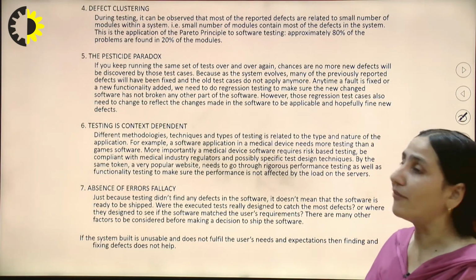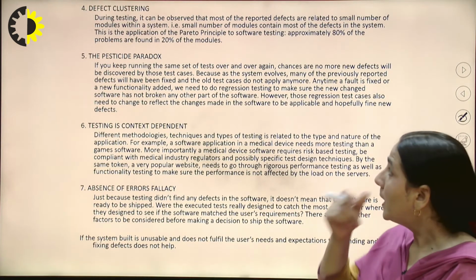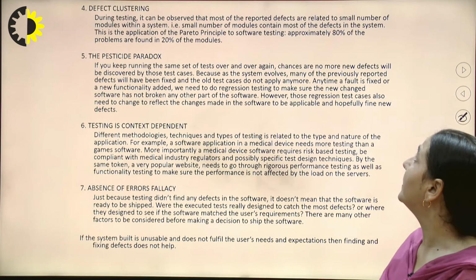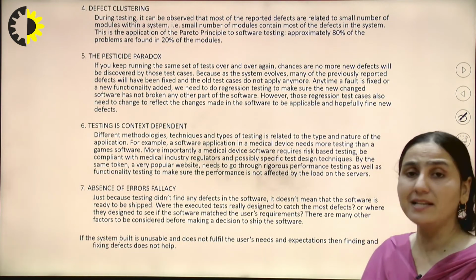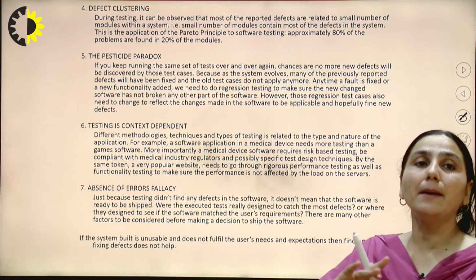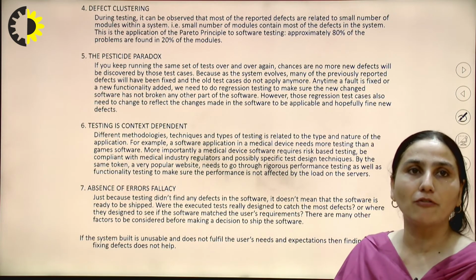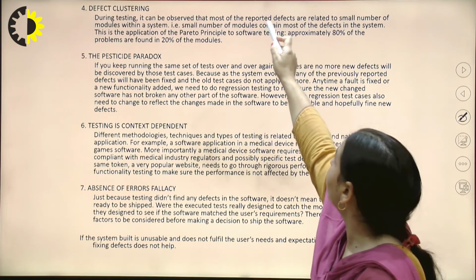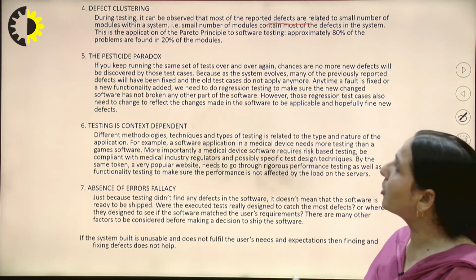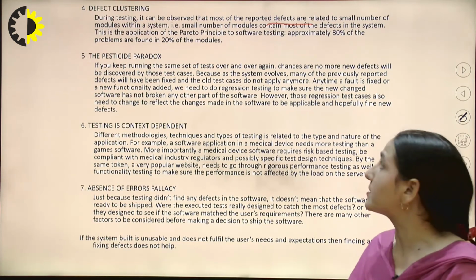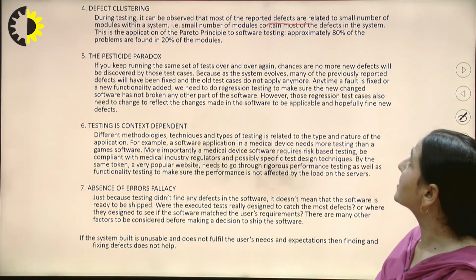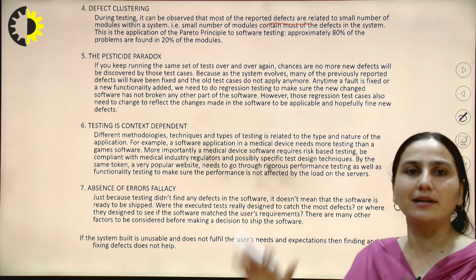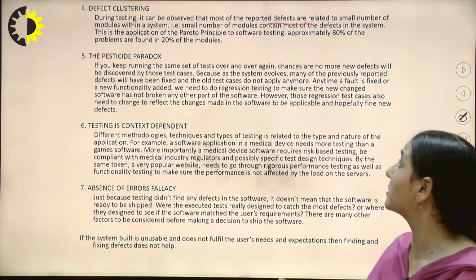Now, next is defect clustering. What is defect clustering? During testing, it can be observed that most of the reported defects are related to a small number of modules. That means in small modules, we'll be able to find many types of defects. So we can report different types of defects in a small number of modules within a particular system. That is, a small number of modules contain most of the defects.